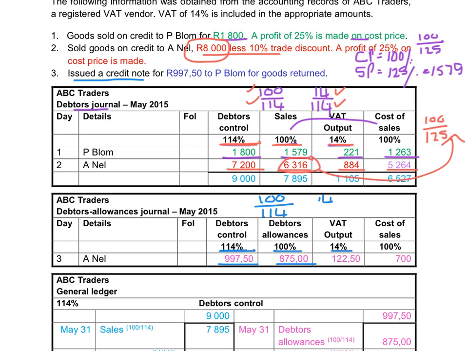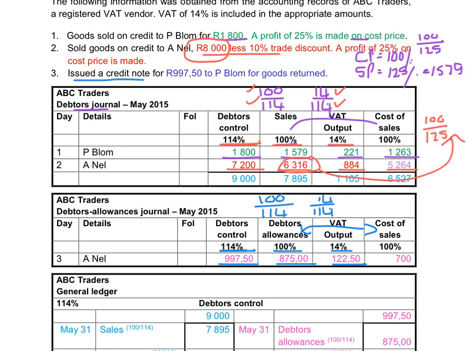If I want to calculate the VAT, the one that I want, 14, divide by the one that we know, 114 times 997.50, and that will give me 122 Rand 50. When we calculate the cost of sales, it will be calculated on the debtors allowances figure excluding the VAT.